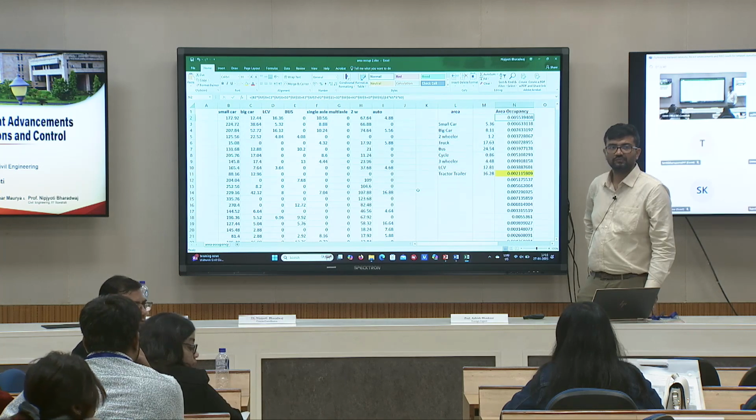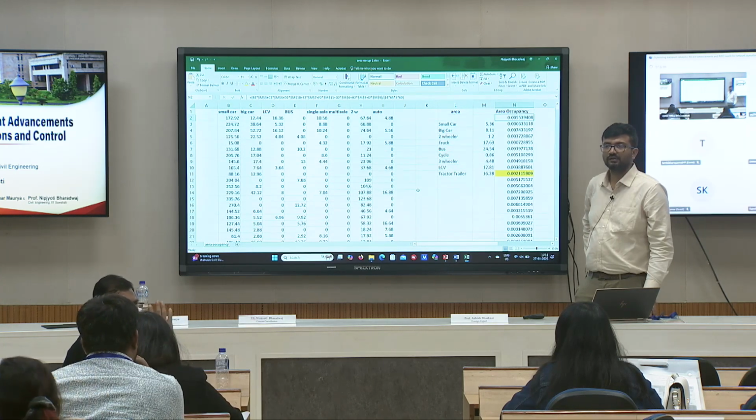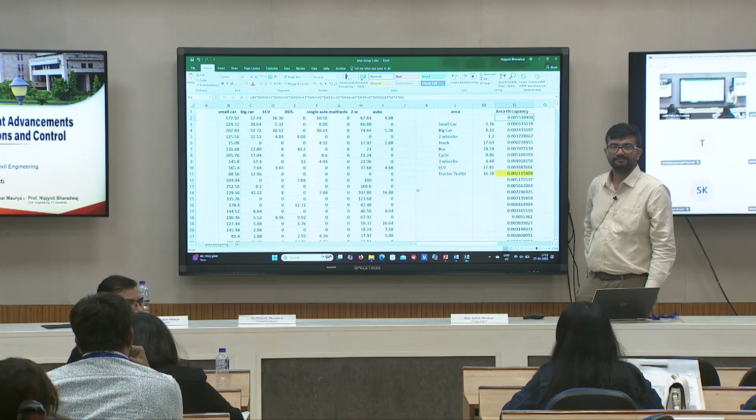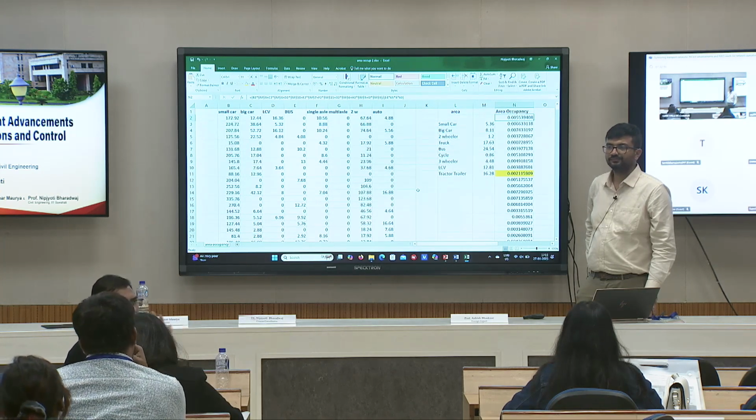Might be. That exact value, I don't recall, how much the area occupancy is in terms of optimal density. If you run through the data, you will be able to figure it out. But it will definitely not be 50%. It will be much lesser than that.